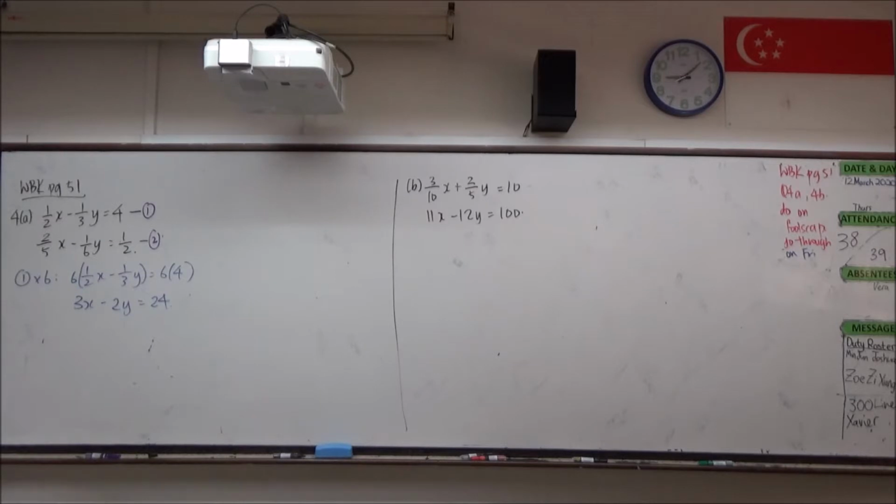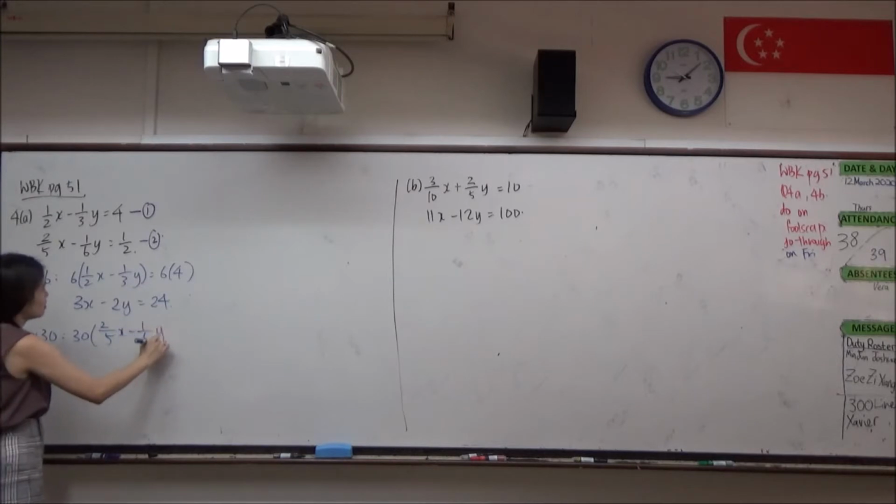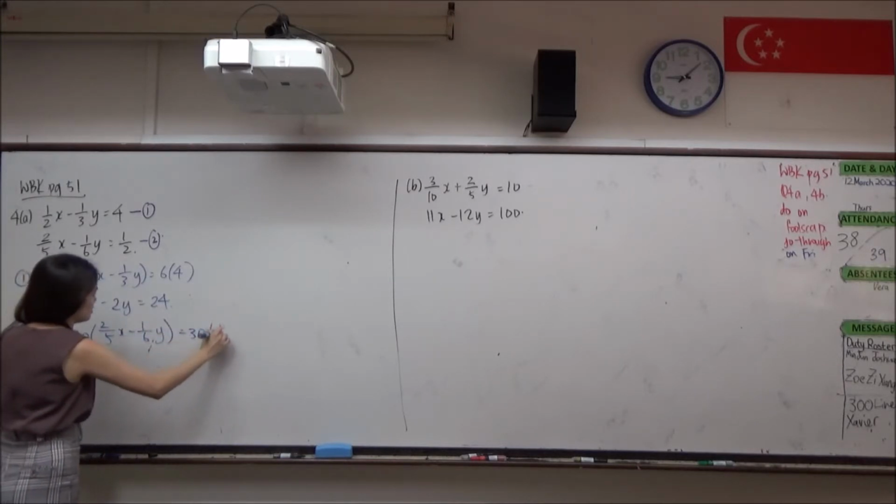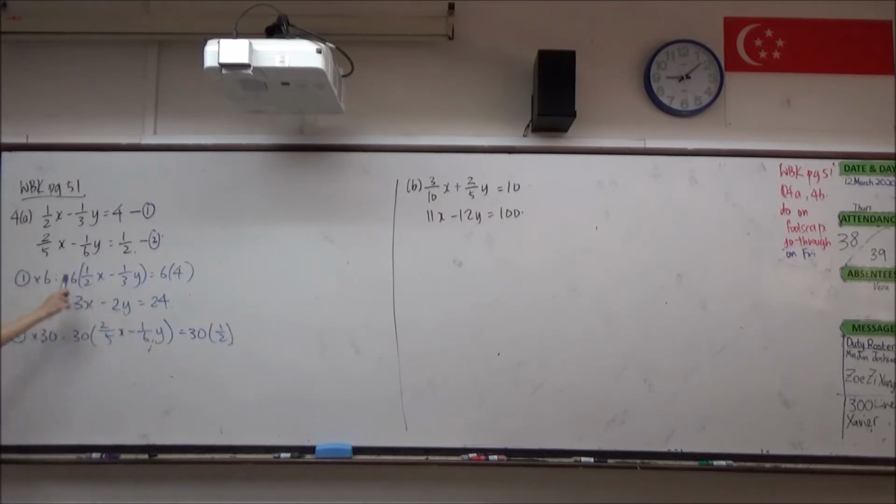Equation 2 times 30. The reason is that for 5 and 6, the lowest common multiple is 30. So after expanding it, we would be getting what? What do we get?